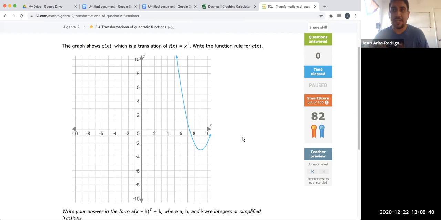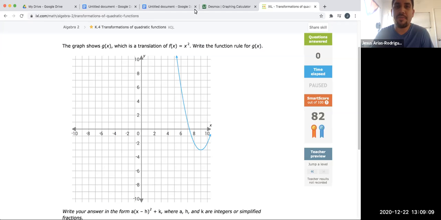So our goal and our objective in this problem is to find out this equation, which is a times x minus h to the power of 2 plus k. And for this to happen, we have to determine the values of a, h, and k. So step one will be the following. Compare the graph in the locations of the vertices of the mother function or the parent function and the function g of x in this problem.